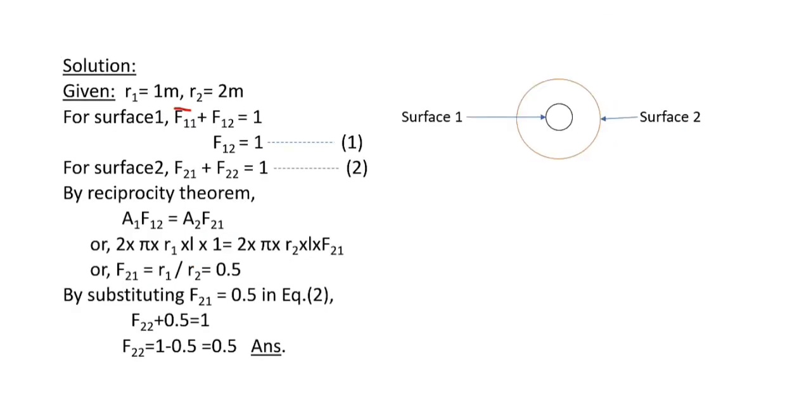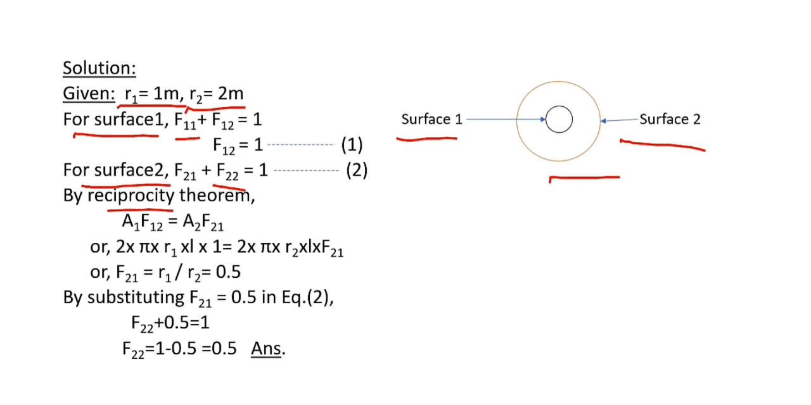Here the radius of the smaller cylinder is 1 meter and the larger cylinder is 2 meter. So for surface first, shape factor F11 plus F12 is equal to 1, and F11 is 0 because surface first is convex, and when it emits radiation, the emitted radiation will not strike itself. Now for surface 2, F21 plus F22 is equal to 1. Here F22 is not equal to 0 because when surface 2 emits radiation, some part of the radiation will be gained by surface first and the other part will be gained by itself.